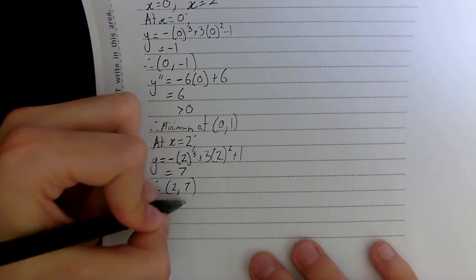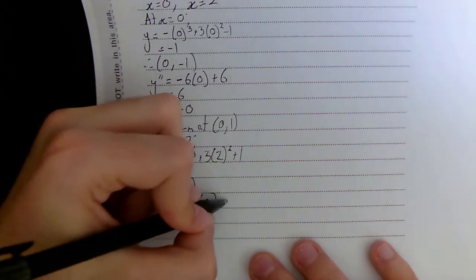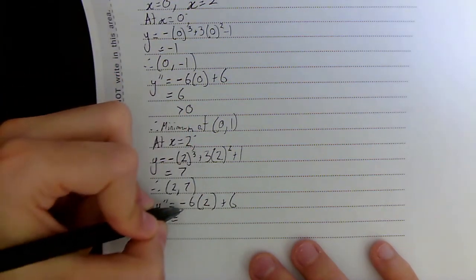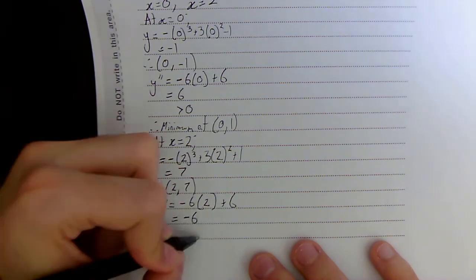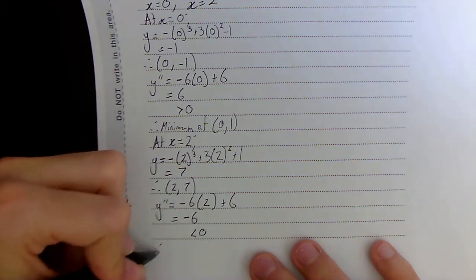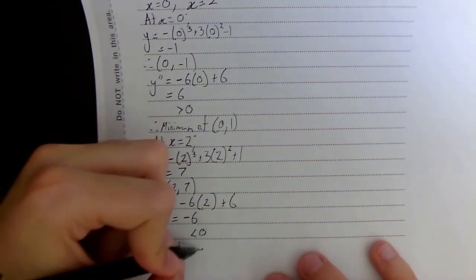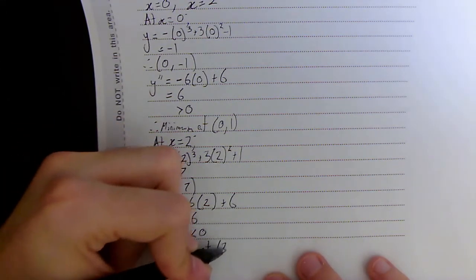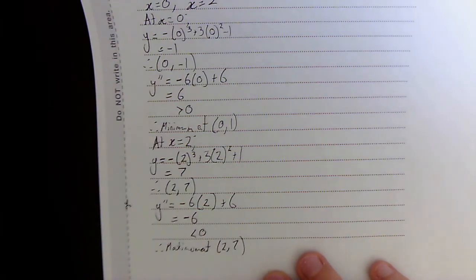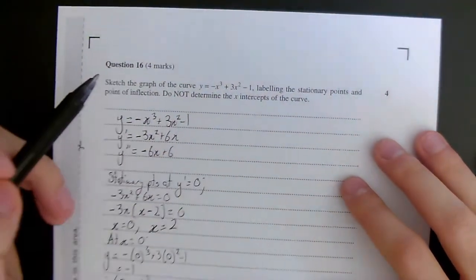So we sub in 2 into the second derivative, and what we obtain is negative 6, which is less than 0. Therefore, maximum at (2, 7). Alright, now we need to determine the points of inflection.